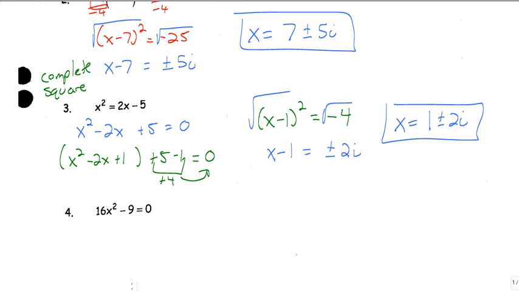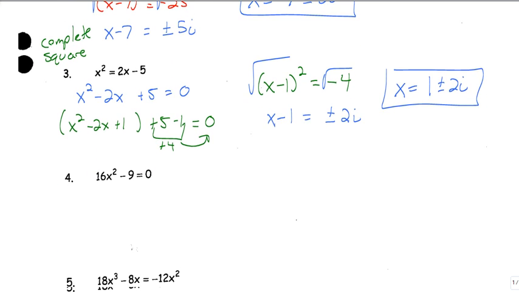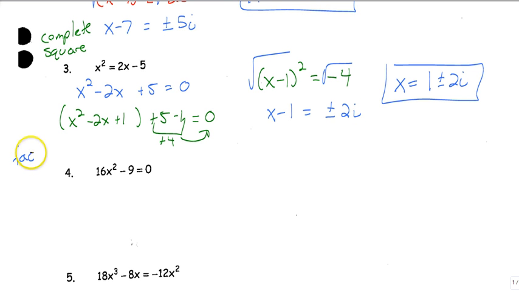Alright, this one here looks like a factoring one to me. So we're going to factor this again. So we're doing a factoring. And this looks like a difference. So there's a subtraction symbol between two different things being squared. So the square root of this is 4x. Square root of that is 3.